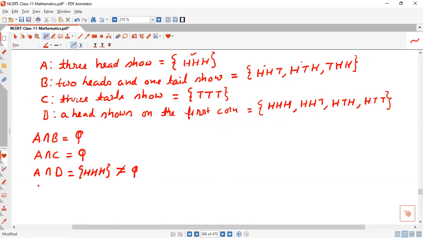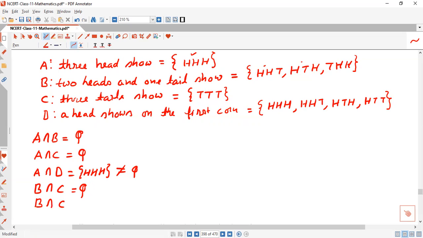And now we say B intersection C. You see this one. B events are HHT, HTH, and THH, and C is TTT. So nothing is common in B and C. No element is common. So we say it is also phi.